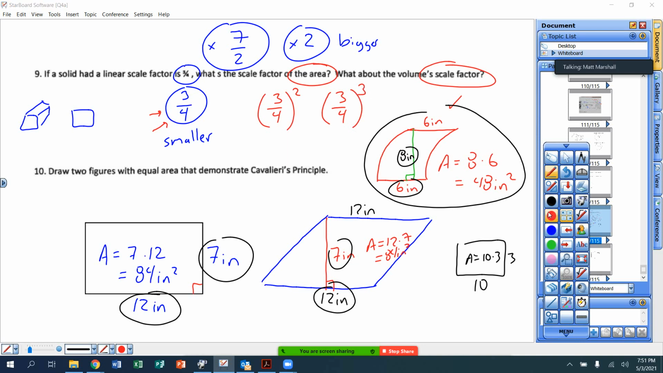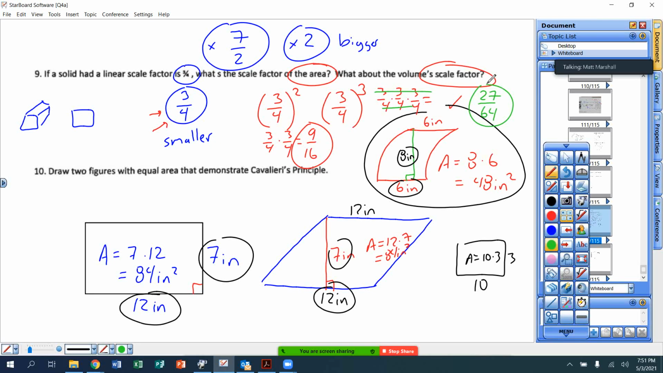So if I did 3/4 squared, if you times both of those, you get 9/16. If you times 3 of those fractions, 3/4 times 3/4 times 3/4, and you times straight across like you do with fractions, you get 27/64. Does that kind of make sense?